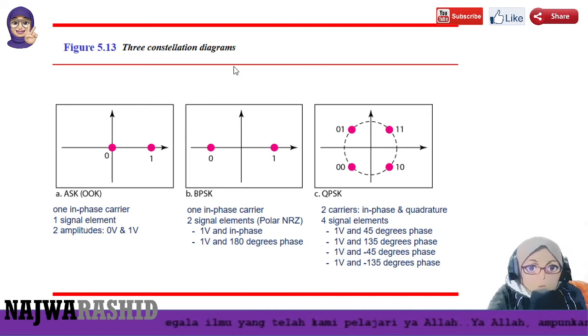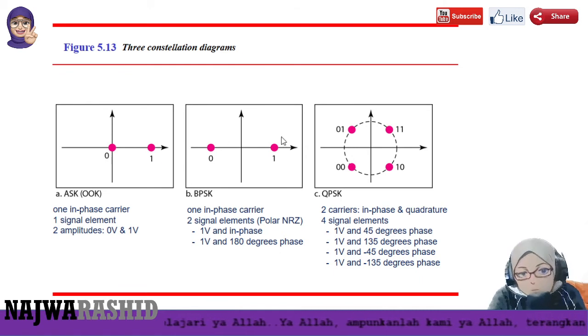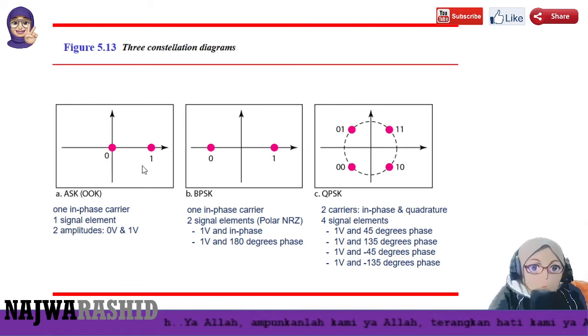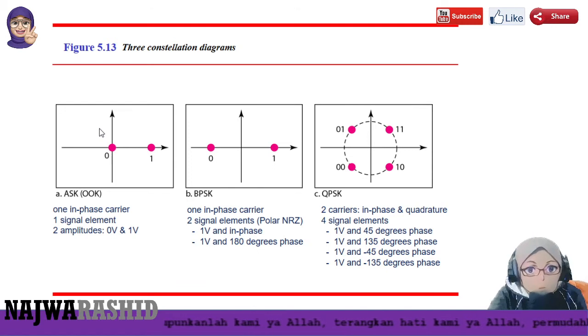Okay, this figure shows you the constellation diagram. We have three different constellation diagrams. The first one is ASK, amplitude shift keying, or OOK, referring to on-off keying. So one in-phase carrier, one signal element, two amplitudes: 0 and 1.